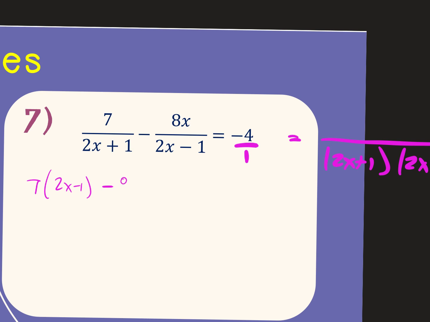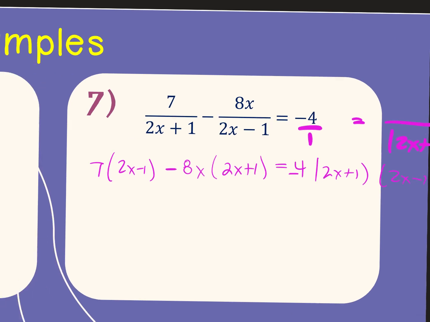So I have 8x here. I have the 2x minus 1 in this fraction. What is it missing? 2x plus 1, good. And on the other side of the equal sign, I have a negative 4, and what is it missing? 2x plus 1 and 2x minus 1, good. All right, now we've got a lot of algebra here to deal with.